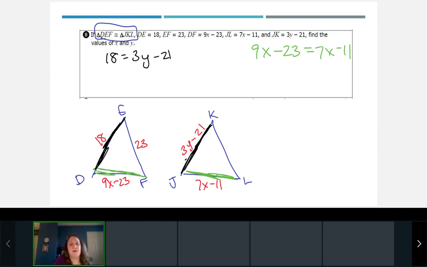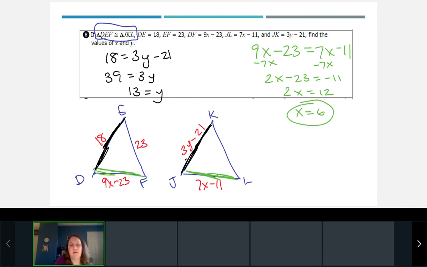And now all you have to do is solve for those things. Add 21 to both sides, divide by 3. There you go. This one's a little trickier. You have a 7x and a 9x, so we're going to move those 7x's over. Add 23 to both sides, divide by 2. There you go.